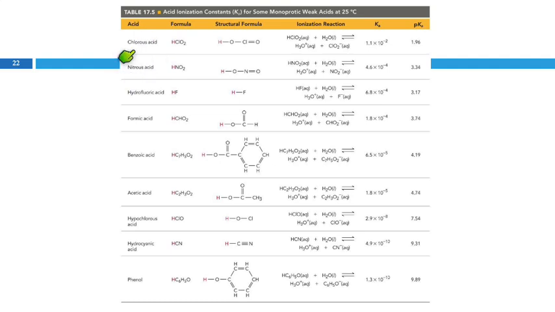So here we have the names of the acids, their formulas, their structural formulas, right? Benzoic acid is really kind of fancy here. It's a little bit like phenol. And we have the ionization reactions where we see how they are interacting with water and what the conjugate base is. This is the ionization constant, the equilibrium constant, and this is pKa, and we'll talk about that in a minute.